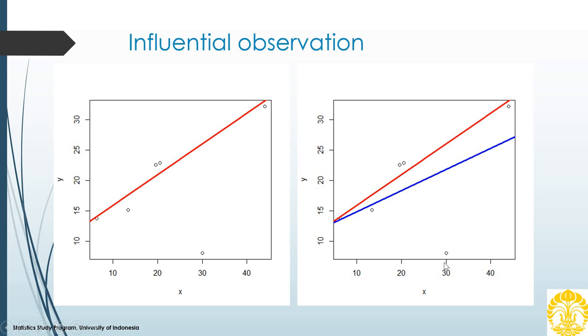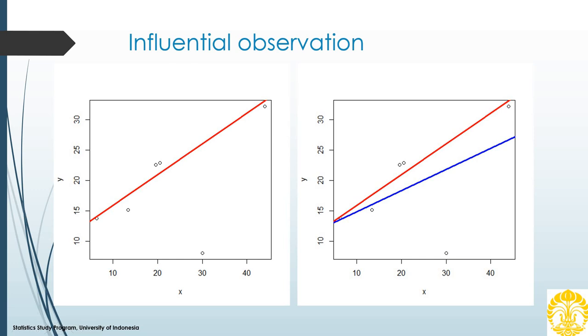So in this case, we say that this data point is an influential observation. And we don't want to have this, because if you compare the blue line and the red line, the red line is quite good with those 5 data points. The blue line tries to be as close as possible to the whole 6 data points, but actually it's not really good compared to just having these 5 data points. So we don't want to have this kind of problem with an influential observation.